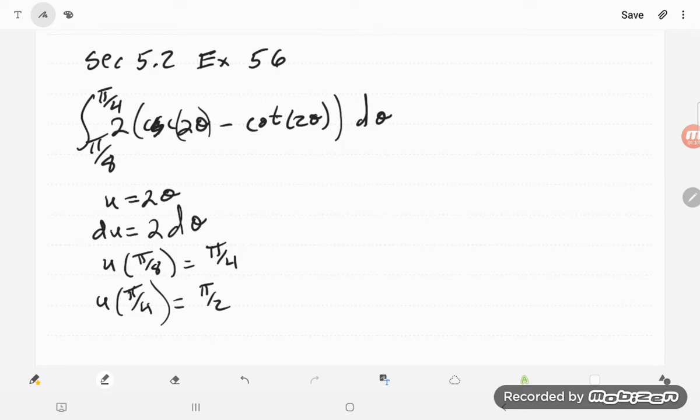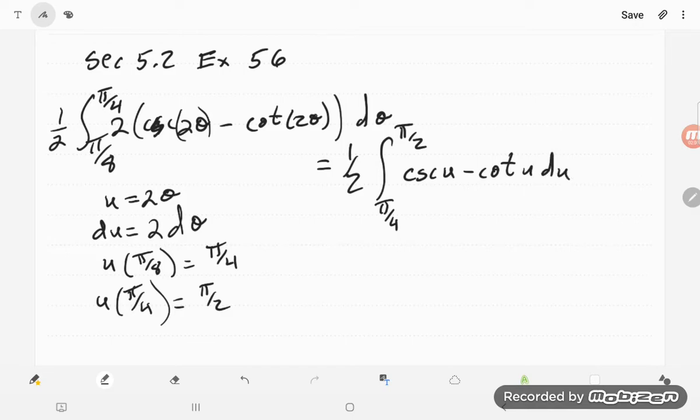And again, we'll need a 2 there, so 1/2 out in front of that. So this is equal to 1/2 the definite integral from pi over 4 to pi over 2 of cosecant of u minus cotangent of u du. And so again, what's the antiderivative of cosecant? I don't know. Cotangent I can make a stab at, but here I'm just going to do my 1/2 and just look those up.